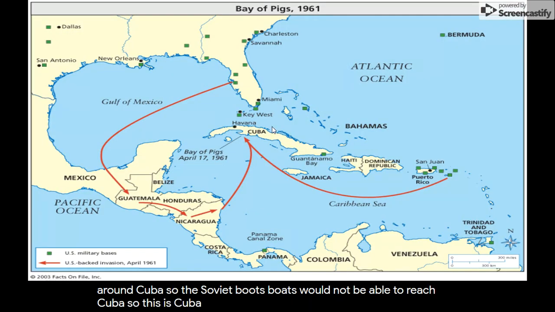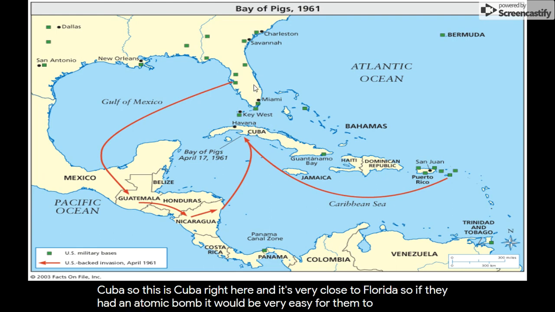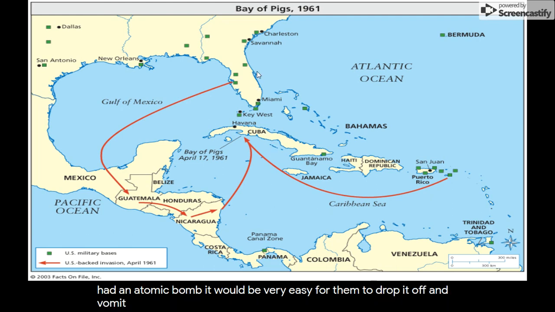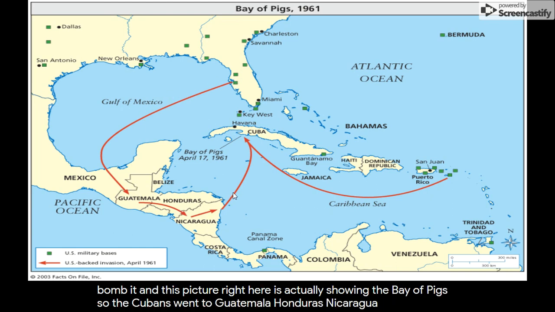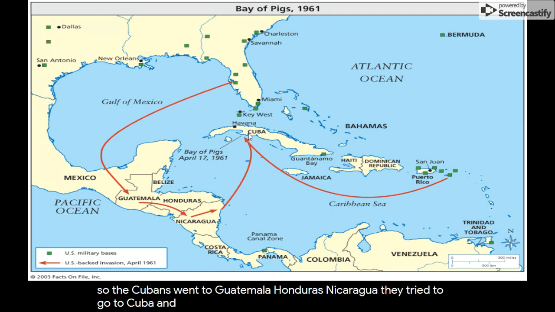So this is Cuba right here, and it's very close to Florida. So if they had an atomic bomb, it would be very easy for them to drop it off and bomb it. And this picture right here is actually showing the Bay of Pigs. So the Cubans went to Guatemala, Honduras, Nicaragua. They tried to go to Cuba and take over. However, it didn't work.